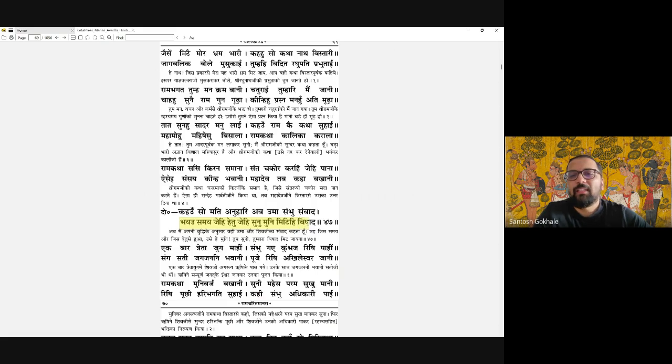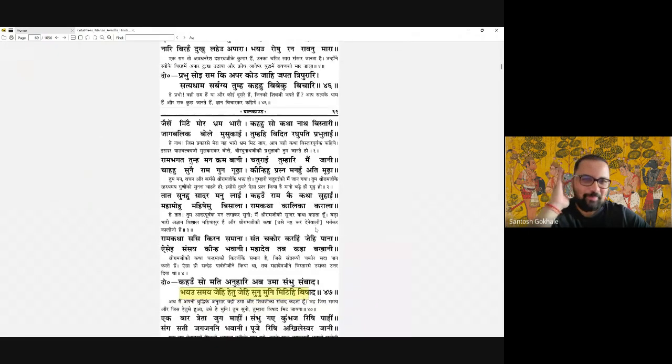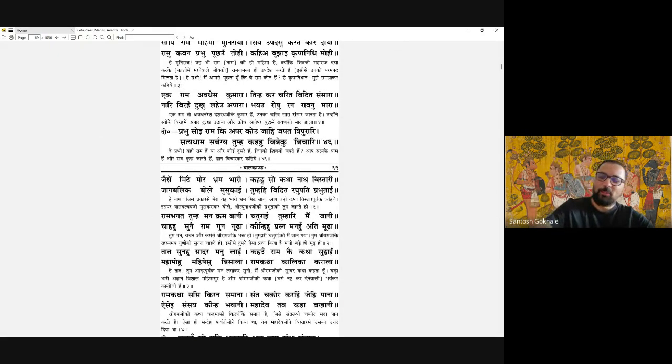So Yagyavalkya now begins into his answer. But before that, Bharadwaja continues, Jaise mitae more brahma bhari. So, O Yagyavalkya, please give the answer in such a manner that my doubt will be quieted. Jaise mitae more brahma bhari. Kahahu so katha natha bistari. Tell me that story that will quieten all my doubts and tell it to me bistari.